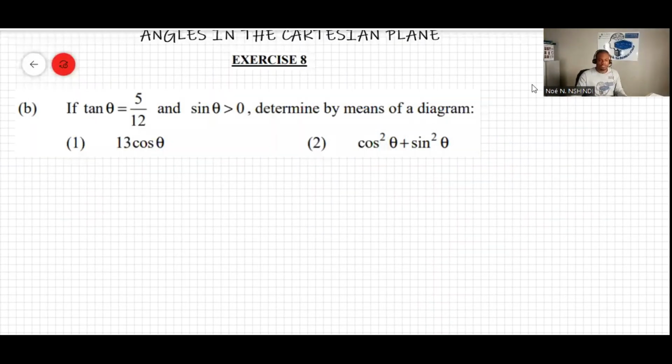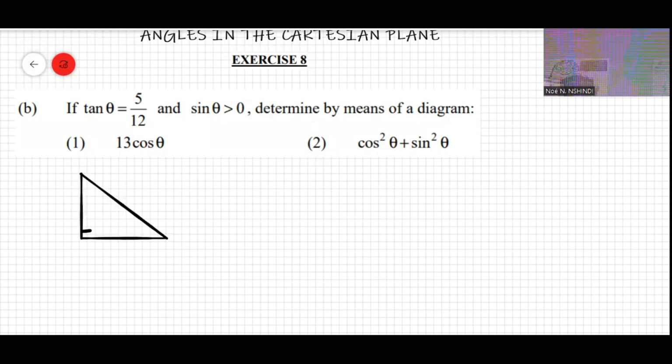Well, another question here says, if tan theta is 5/12 and sin theta is greater than 0, determine by means of a diagram 13 cos theta, cos squared plus sin squared. Okay. Now, I can draw my diagram here again. Let's say it's the right angle triangle over there.